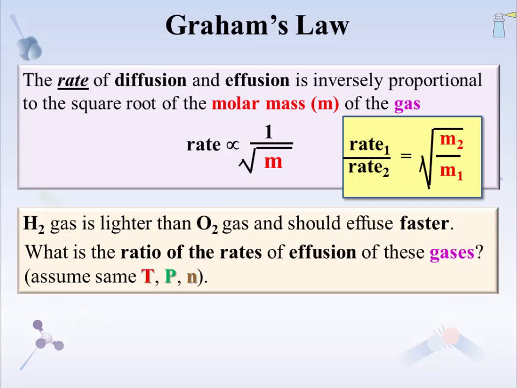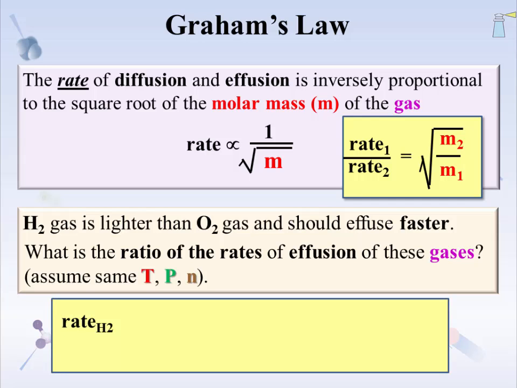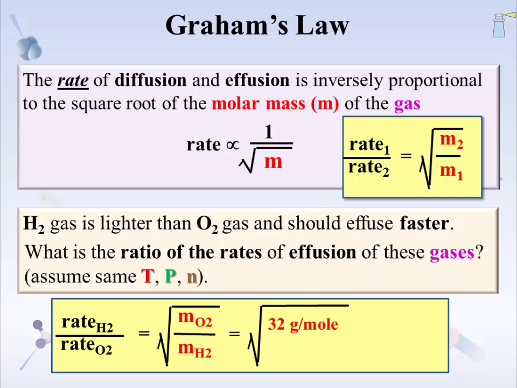How does the rate of effusion for H2 compare with the rate of effusion for O2? According to Graham's law, it is the square root of the molar mass of O2 over the molar mass of H2. That is the square root of 32 grams per mole, molar mass of O2, over 2.0 grams per mole, molar mass of H2. Units cancel, and 32 divided by 2 is 16.